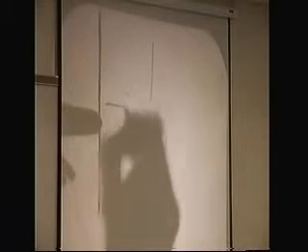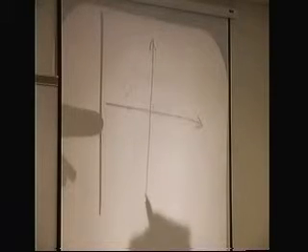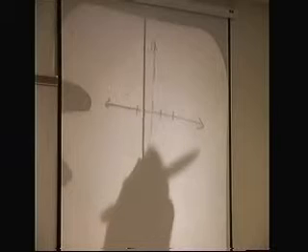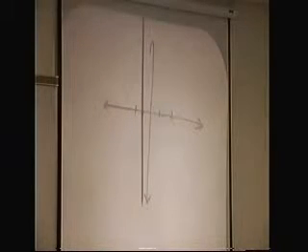What is the formula, or what do they look like? What's their form for a vertical line? For example, what is that line?